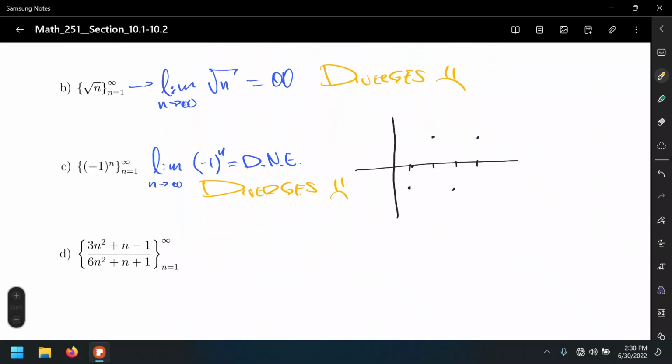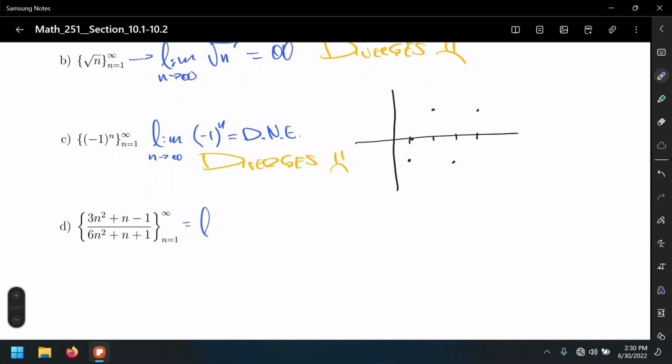All right, let's look at the next one. Limit as n approaches infinity of 3n squared plus n minus 1 over 6n squared plus n plus 1. Okay? Yes? Is it the same with sine? Exactly. The limit does not exist for sine at infinity because it also oscillates between negative 1 and 1. That is true.